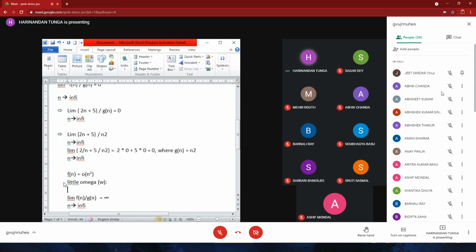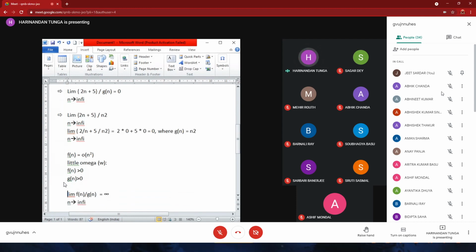Little omega definition: fn greater than 0 and gn is also greater than 0, real positive functions, C greater than 0, and n is the problem size, n0 greater than 1, the minimum threshold problem size, such that the limit n tends to infinity, fn divided by gn equal to infinity.